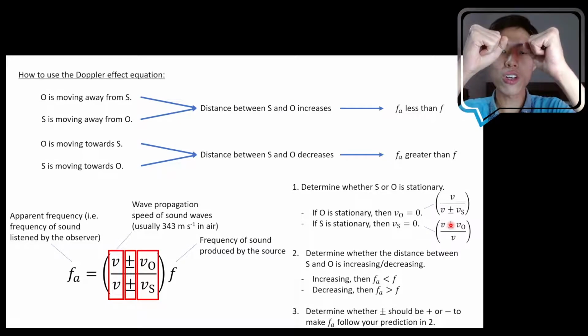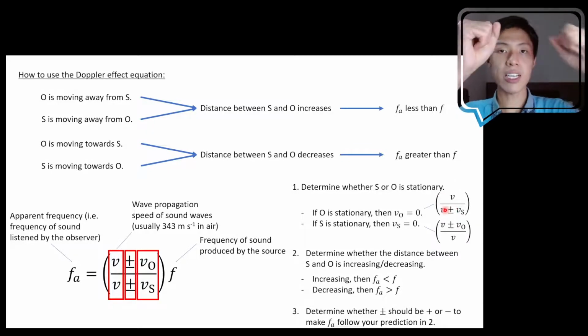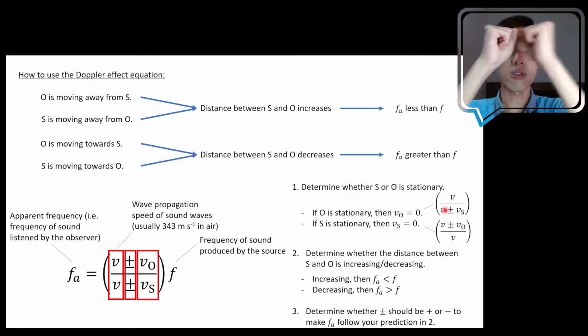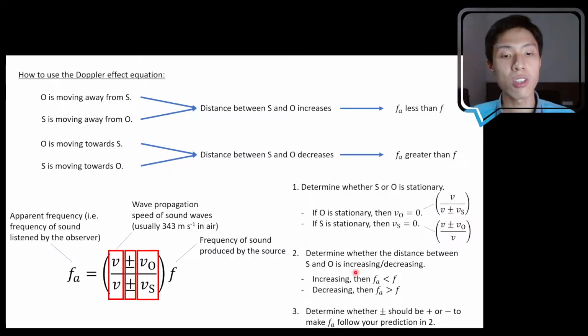Let's say the sound source is moving away from the observer. Sound source moving away from the observer. So the observer is not moving, so we are using this bracket over here. We make the speed of the observer equal to 0, then this is our bracket over here. So we need to determine this sign later. Step 2, we say that the sound source is moving away, so the distance between the observer and the sound source will increase. So if we know it increased, then we know the apparent frequency will be smaller than the frequency of the sound wave produced by the sound source.